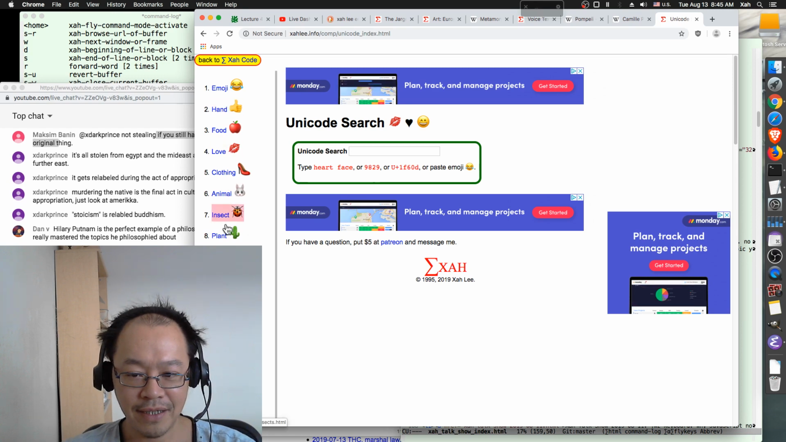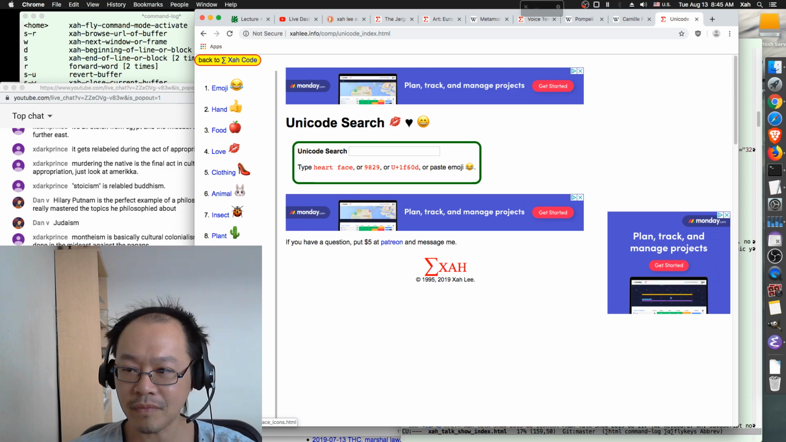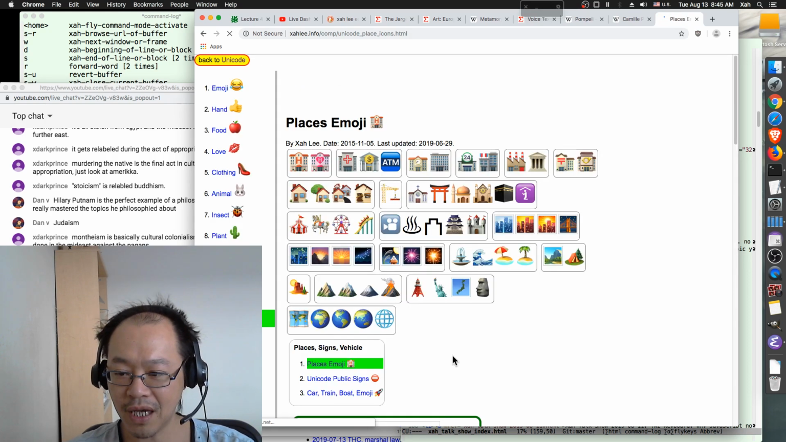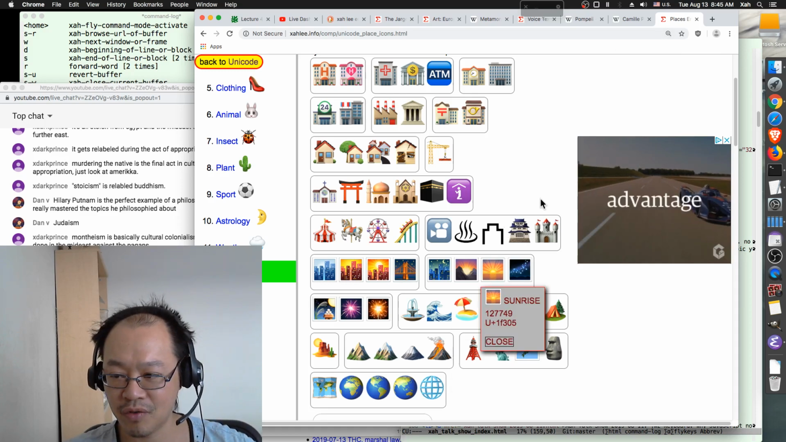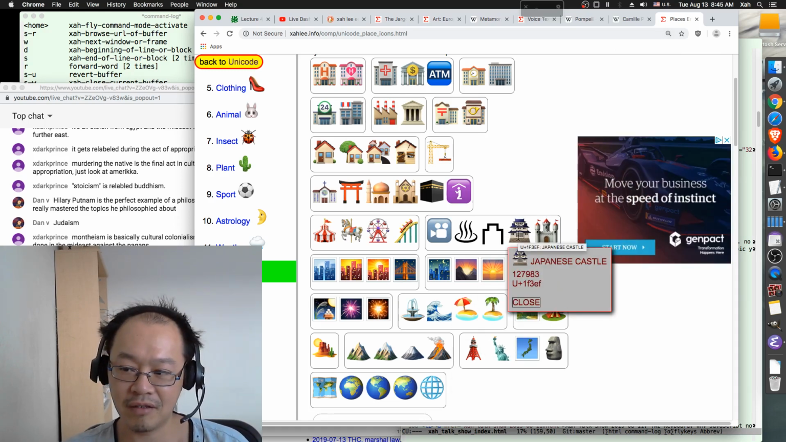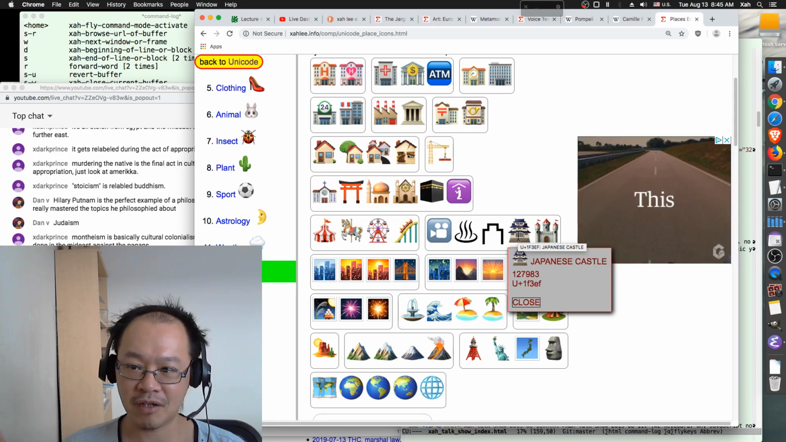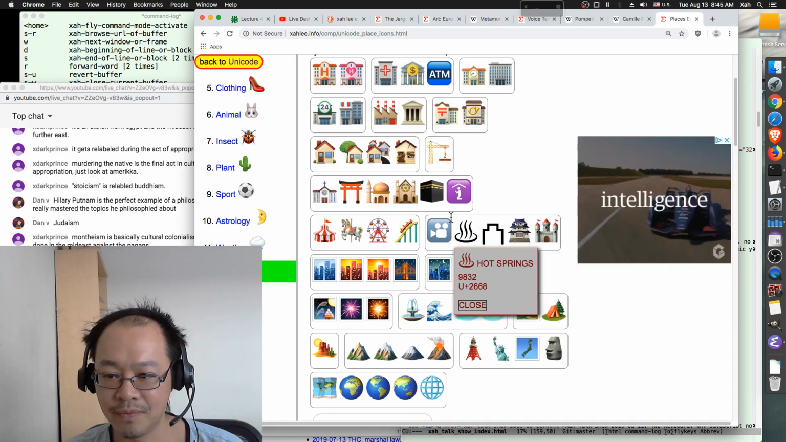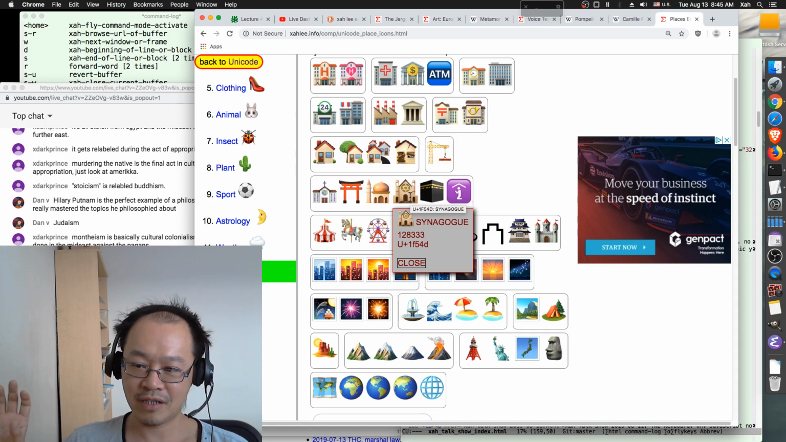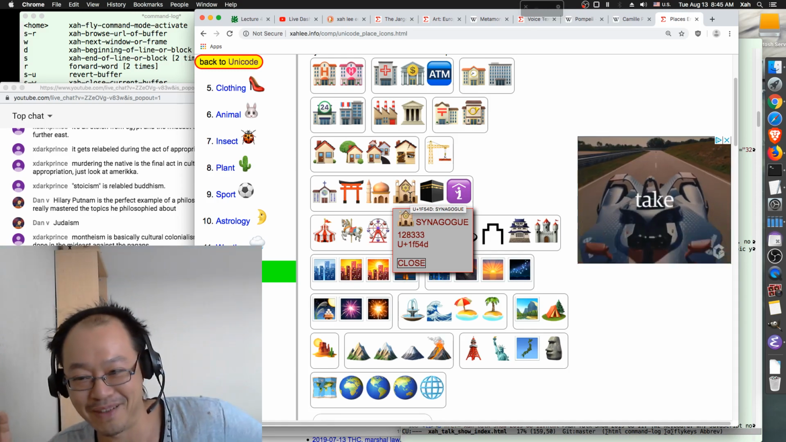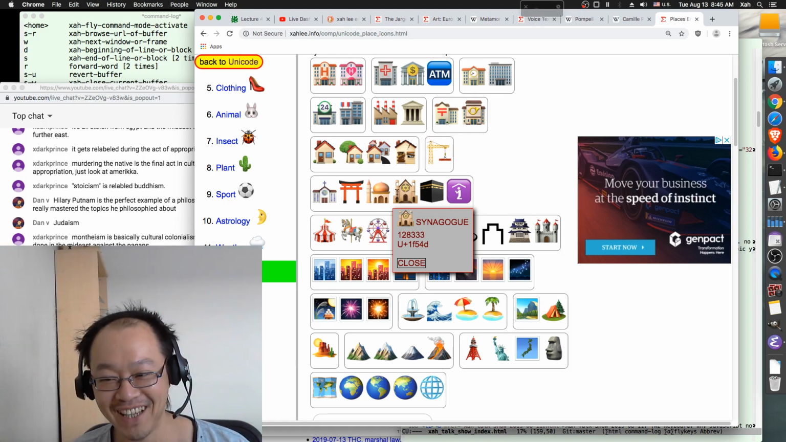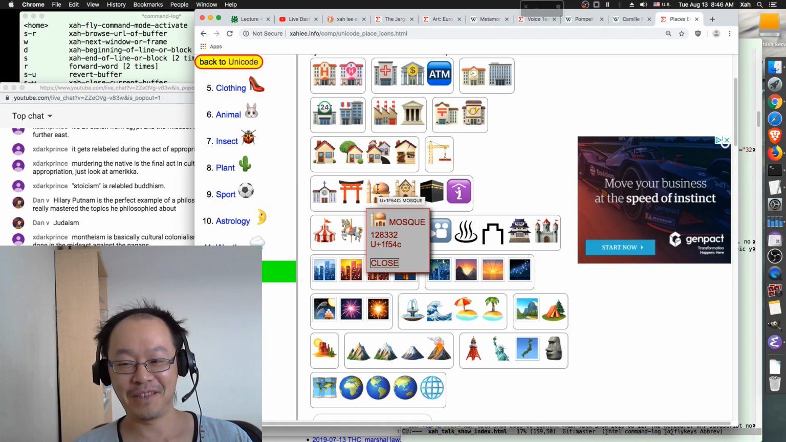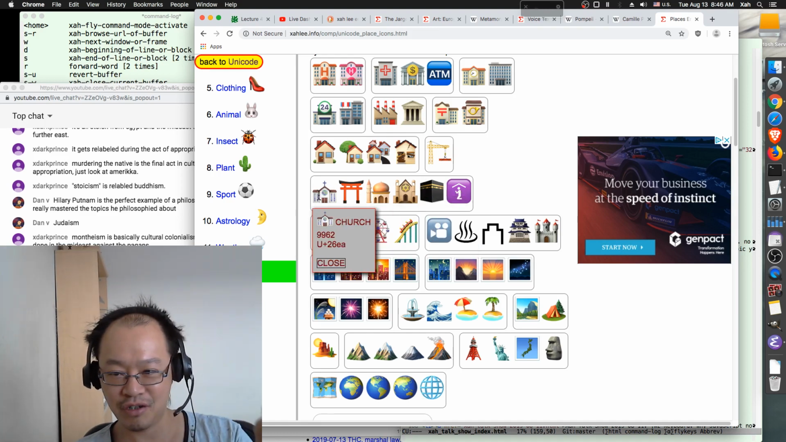Let's go to places. Then you see you have different ones. In general, Christian worship buildings are called church. In Japan or China, Buddhist ones are called temples. Judaism is called synagogue, right? I hope I'm not making a mistake, because if you make a mistake on these kinds of things, people get offended. And for Islam, the house of worship is called mosque.